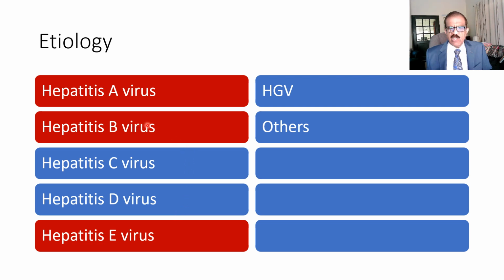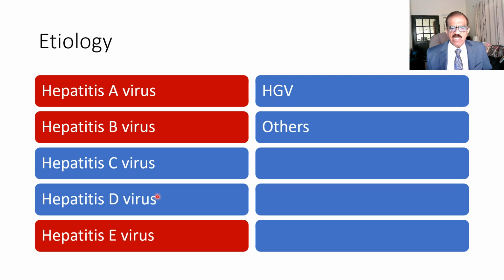Hepatitis B is a DNA virus and all others are RNA viruses. Hepatitis G virus is also one of the viruses which can cause hepatitis, but we still are not sure if this is responsible for hepatitis in humans, and other viruses are also possible. As I explained, in all patients with acute viral hepatitis, we do not identify one of these 5 known viruses.